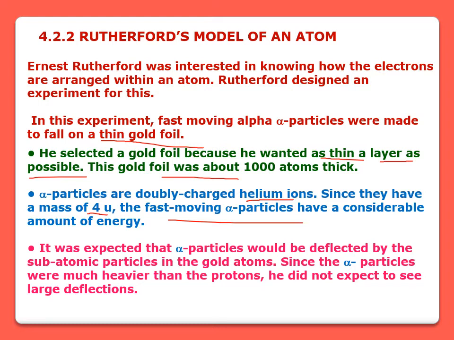First one, he took alpha particles. And why did he take alpha particles? Because they were positively charged particles. And he took gold foil. Why? Because he wanted a very thin layer. And third one, he was expecting only slight deflection in the particles, right?